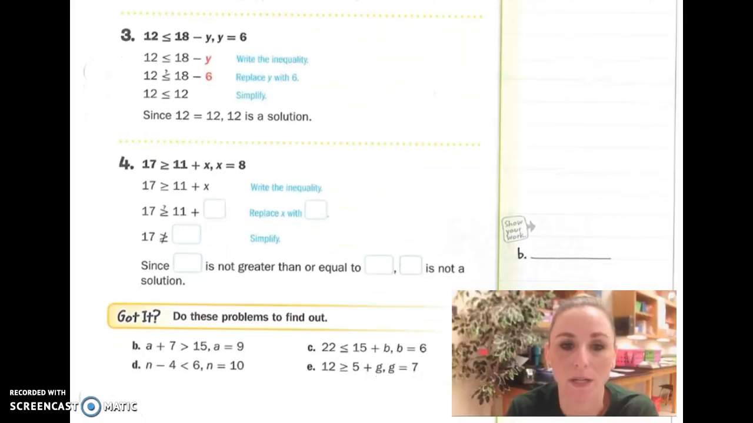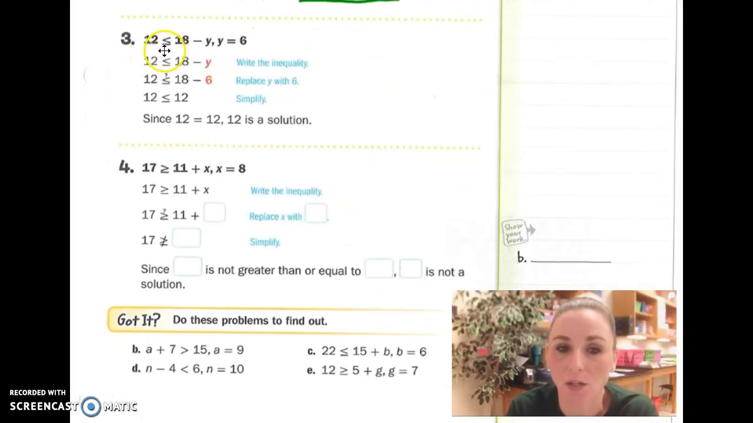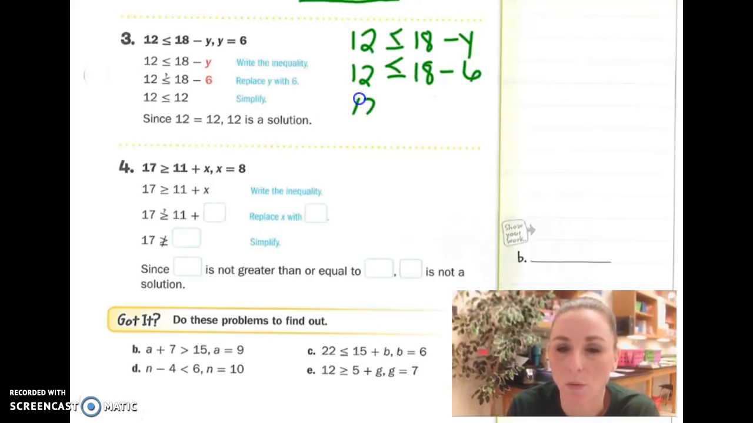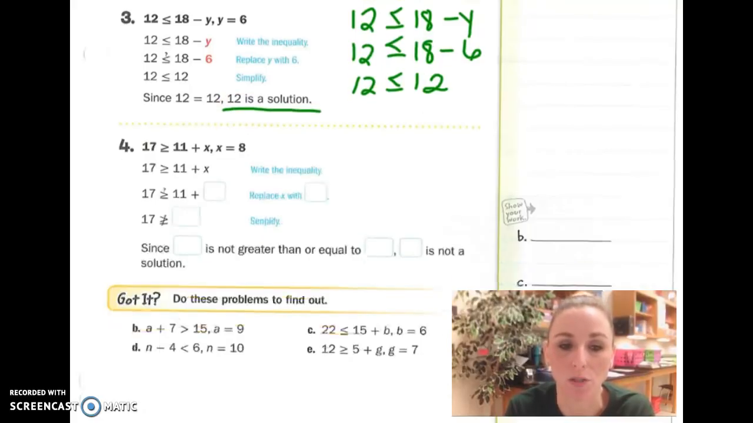Let's take a look at number 3. Number 3 says 12 is less than or equal to 18 minus y, and our y is going to be 6. So we're going to rewrite our problem, which everybody should be doing on this side with me. Is 12 less than or equal to 18 minus 6? So I get 12 is less than or equal to 18 minus 6, which is 12. Does this solution make sense? Yes, because 12 equals 12. So yes, this one does make sense. So 6 is a solution.